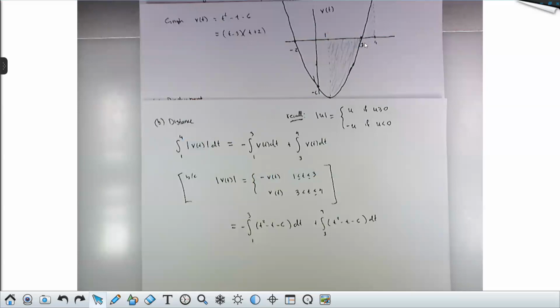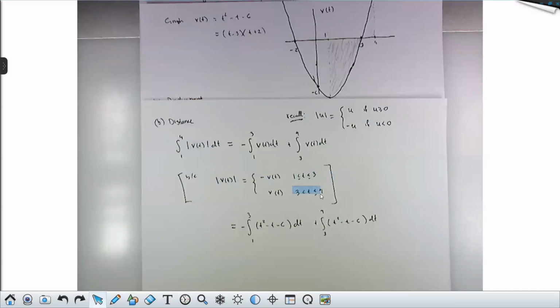And from 1 to 3, v of t is negative. Remember, v of t is the output, the y values on this graph. These y values are below the horizontal axis, which means they're negative. Because I want to integrate the absolute value of v of t, not v of t itself, I need to negate this to make it positive. So the absolute value of v of t from 1 to 3 is negative v of t. This negative makes the already negative function v of t positive.